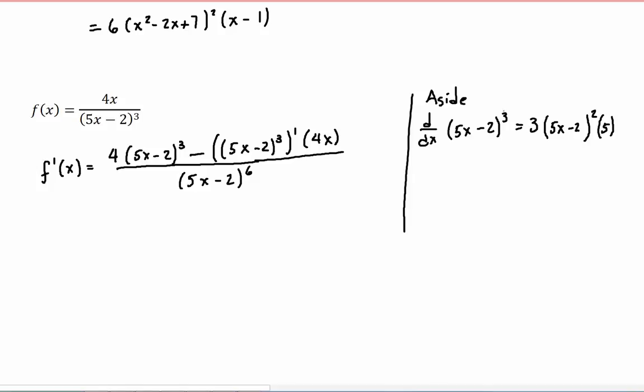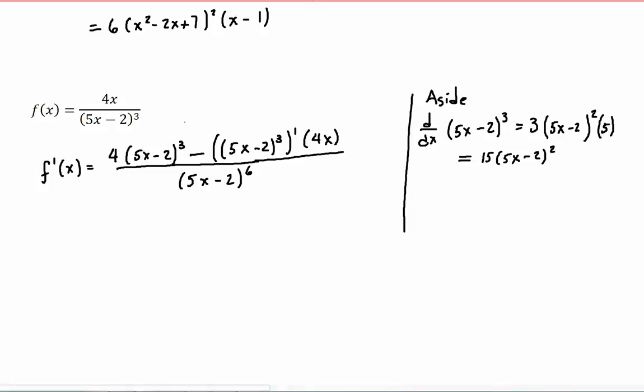So again, 3 multiplies, copy the inside, raise it to the power of 3 minus 1, which is 2. That's just doing the power rule. And then times the derivative of the inside, which is just 5. And that gives you 15 times (5x minus 2) squared, which is multiplying the 3 and the 5 together. Sorry about that.